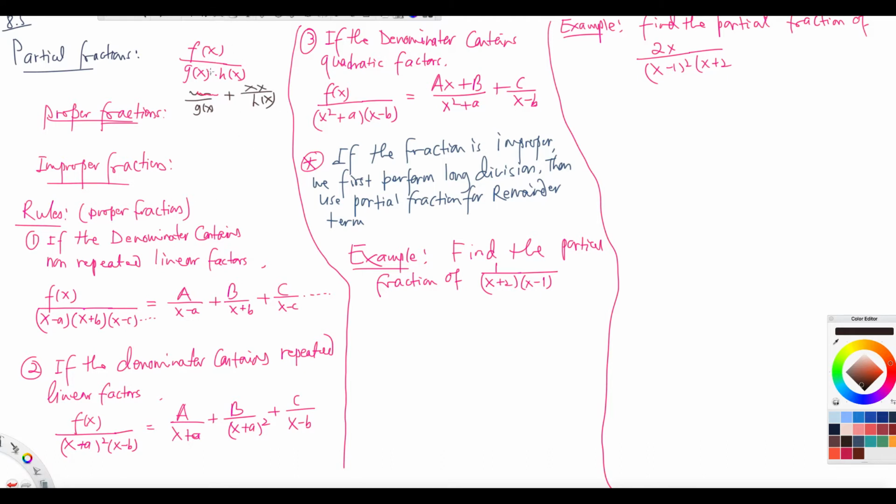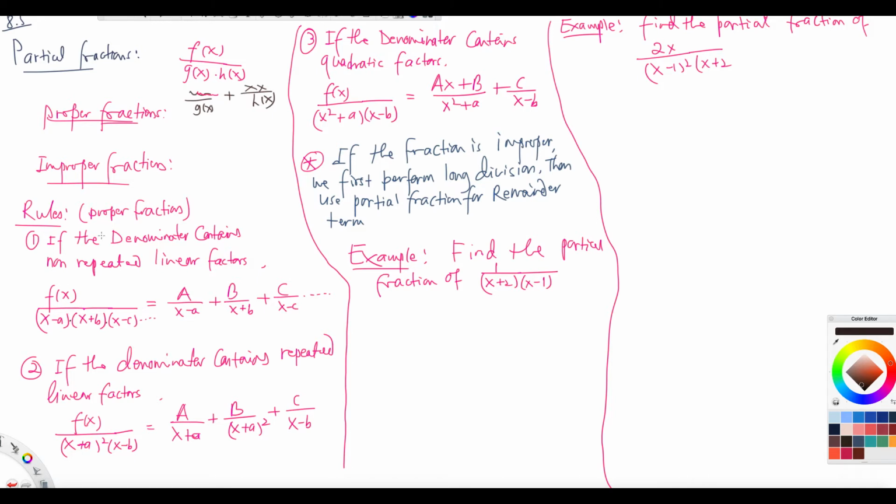So let us see the rules. How do we separate the factors in the denominator into different fractions? That's the goal. Rule number one: the denominator contains non-repeated linear factors. What do we mean by linear factor? A degree 1 factor. You see that the denominator has a product of three factors, all different: x minus a, x plus b, and x minus c. They are not repeated, and they are all linear. Then how do we separate them? Don't worry about what is in the numerator.